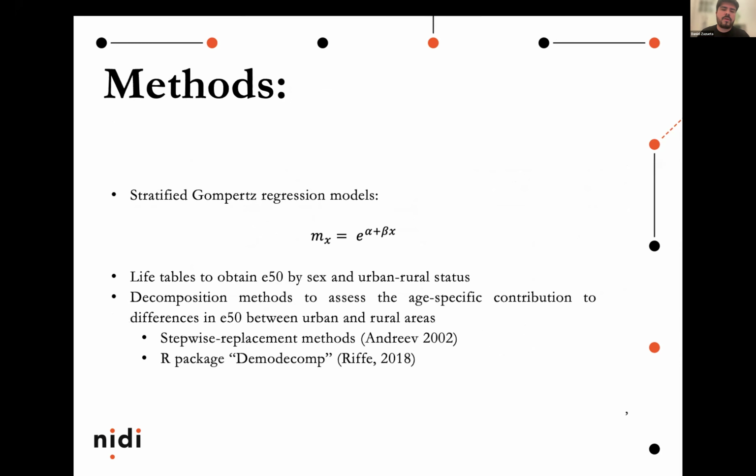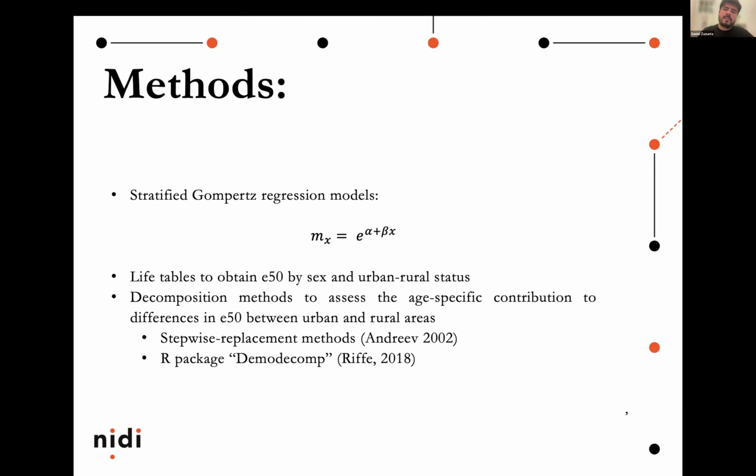So it's a survival model. We use a comparative regression model to estimate the mortality rates by age. So we obtain these parameters from the models to model these age-specific mortality rates. And later we use those age-specific mortality rates to build life tables to obtain life expectancy at age 50. And we did that by sex and by urban and rural area status, so these 4 different locality sizes.